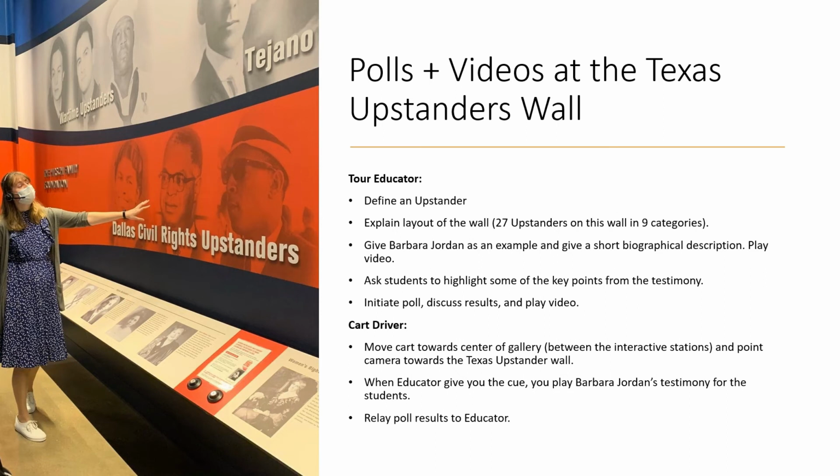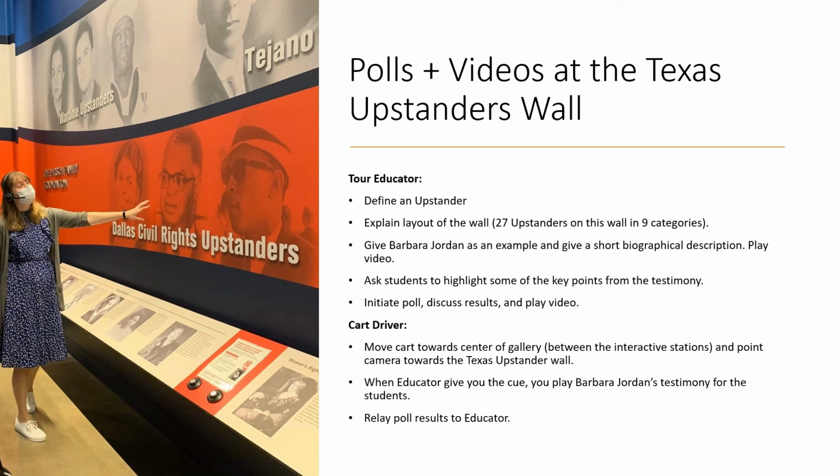First and foremost, one of our very first stops in the Pivot to America Wing Tour is at the Texas Upstanders wall. At this wall, you have a couple different jobs, and they're all split up into different quote-unquote stops. So first, you will define the term upstander. We all should know how to do that by now. Then you'll give a very brief explanation of the layout of the wall.